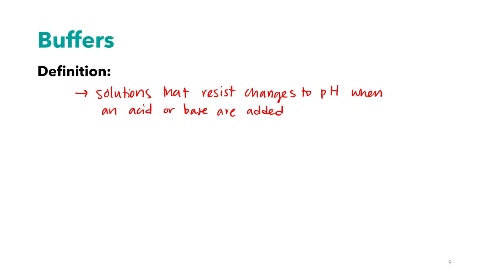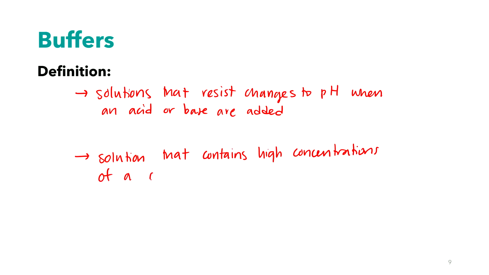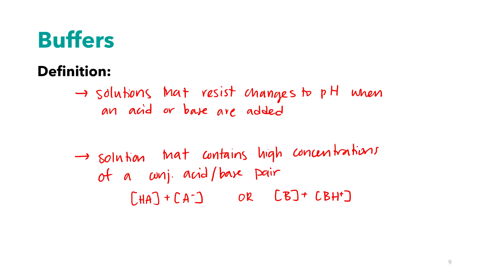Chemically, let's ask ourselves what a buffer is. I might also define it as a solution that contains high concentrations of a conjugate acid-base pair. So that might be a high concentration of HA and A minus, or I could be looking at a weak base and its conjugate acid. But I have to have meaningful, significant concentrations of both components. That's the chemical definition requirement for a buffer. You've got to have both, and you've got to have a lot of both.